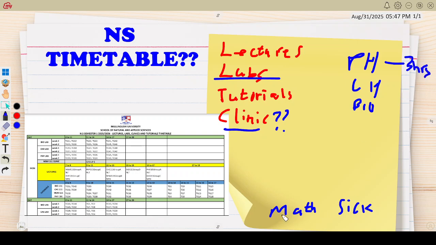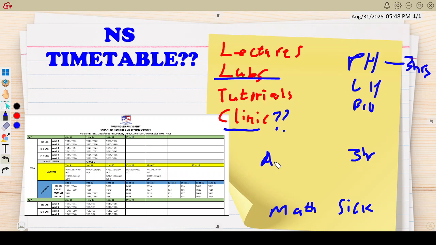It is the same with math clinics: 3 hours per session. You only have them once in a week. Same for the labs. We're going to talk about week 1, week 2. Now, for the clinics, it is the entire lecture group.